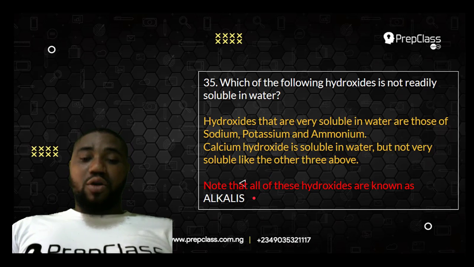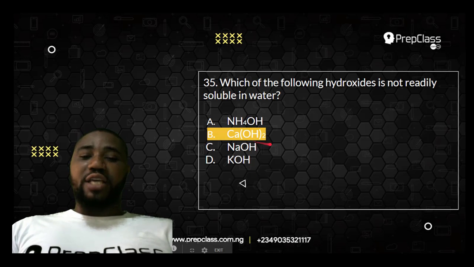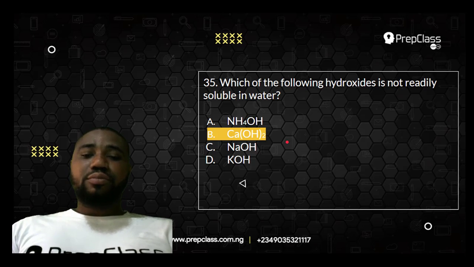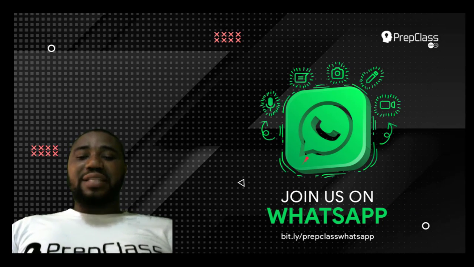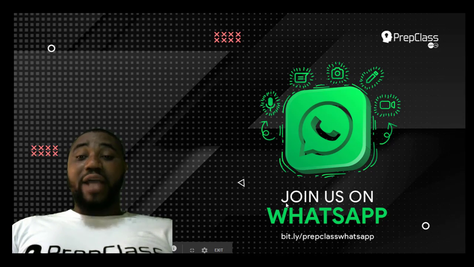You must note that all hydroxides that are soluble in water are known as alkalis. So an alkali is a hydroxide that is soluble in water. Alright, so the correct option here is calcium hydroxide, option B. So students, that is the end of today's section in our WAEC 2020 past question on chemistry.